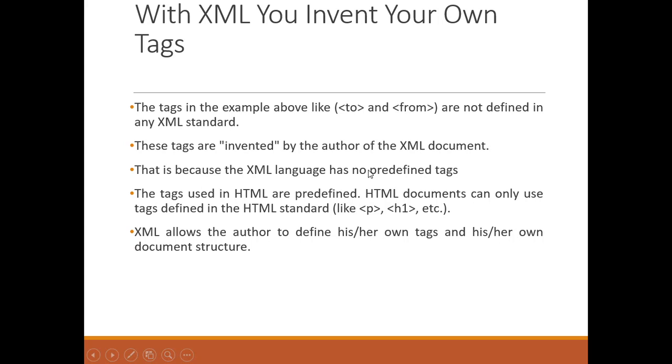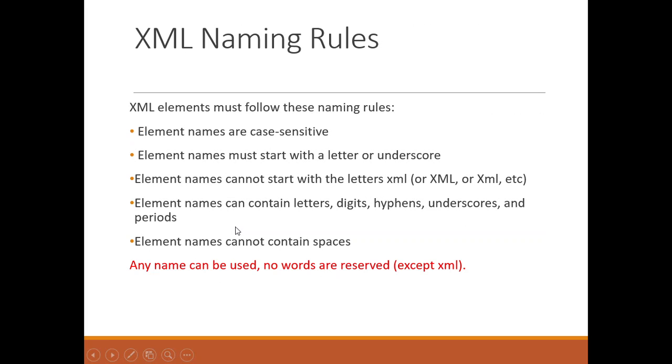That is because the XML language has no predefined text. It has nothing about just use B for bolding, use U for underlining. No. You come up with your own text. Okay? That is because the XML language has no predefined text. The text used in HTML are predefined. HTML documents can only use text defined in an HTML standard, like P for paragraph. You just know that P in HTML is for paragraph. H1 in HTML, you just know that it's for heading 1. Okay, XML allows the author to define his or her own text and his or her own document structure. So this we have spoken about already.